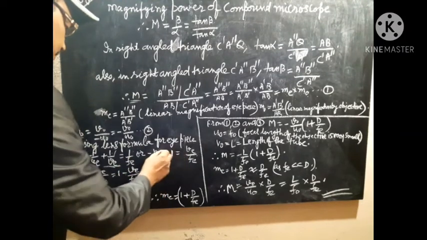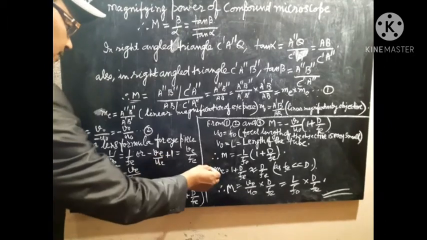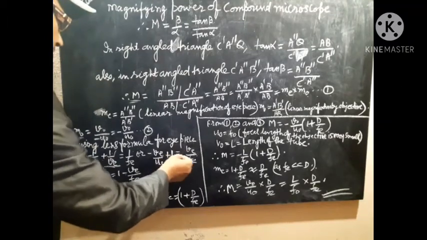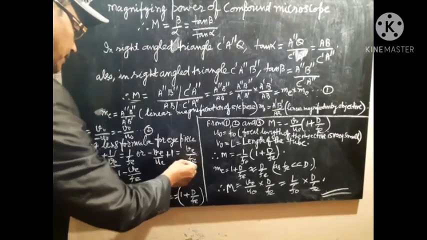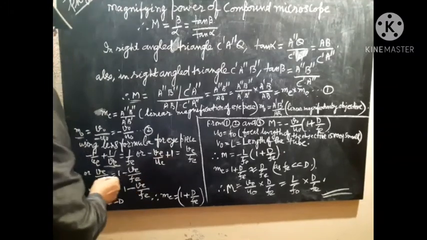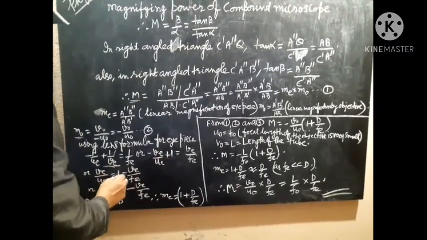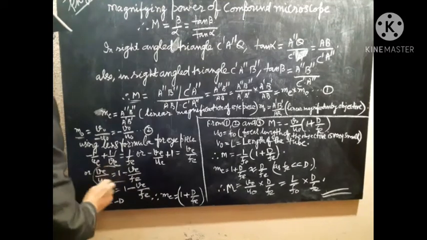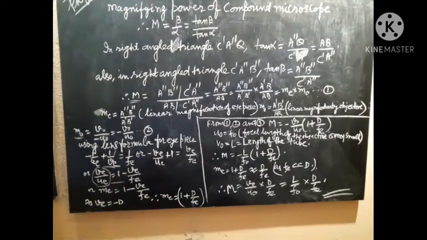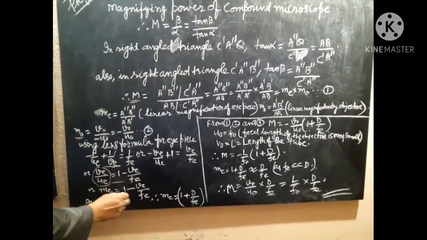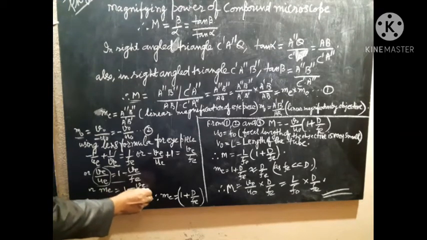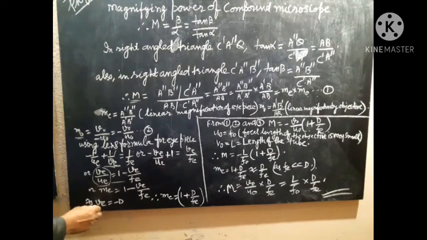Taking this term to the right side and that term to the left side, we get 1 minus VE by FE and minus VE by UE. This VE by UE is the magnification. So ME is equal to 1 minus VE by FE.